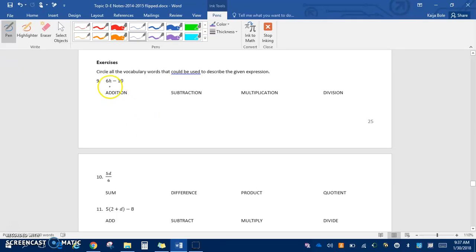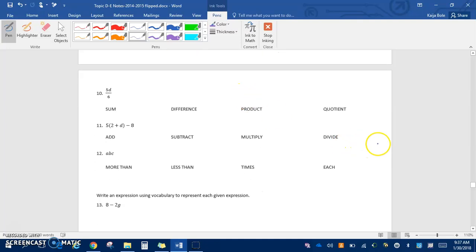So number 9 here, we have 6h minus 10. So we know we have a minus, so we could use subtraction, but we also need to multiply with that 6h, so we can also circle multiplication. For number 10, we have 5d divided by 6, so again we said divided, so that's going to be the quotient down here that represents the divided. Then we also need to multiply the 5 and the d, and that would be a product.